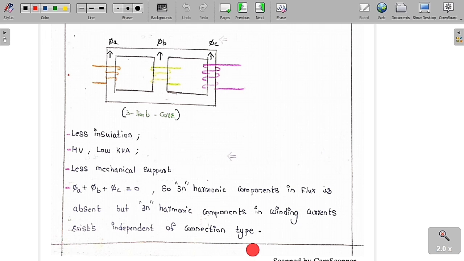If in the flux there is no 3n harmonic, then definitely in the windings 3n harmonics are going to be present. This is the thing that we always have to remember. If in the flux there is no 3n harmonic, definitely in the current there will be a 3n harmonic, and vice versa. If it is not there in one, it will always be there in the other. So here in the flux there is no 3n harmonic, so definitely in the winding, irrespective of the connection, 3n harmonics are going to be present.